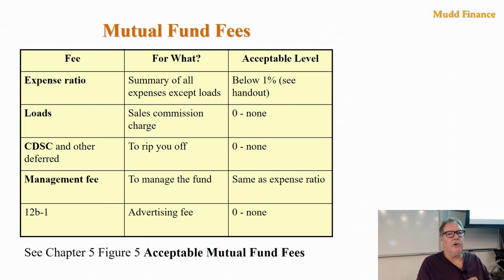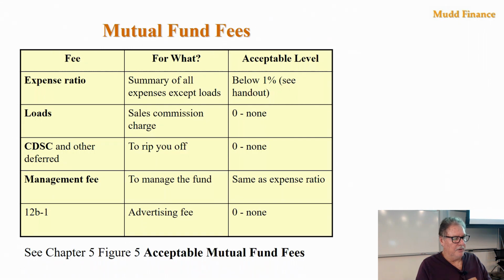They can actually charge you a rate where they could use the proceeds to advertise the fund to others. That's called the 12B1. So the expense ratio is the summary of all of them except loads. The loads are the sales commission charge, the charge they charge you specifically to sell you the fund or buy it back from you. That term is called a load. The CDSC fee is to rob you, and that's all you need to know about it.